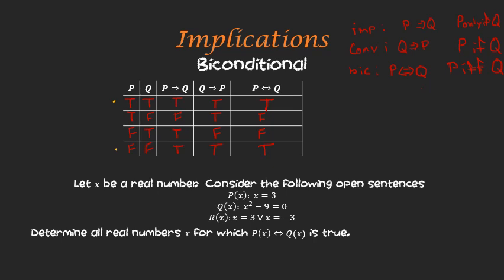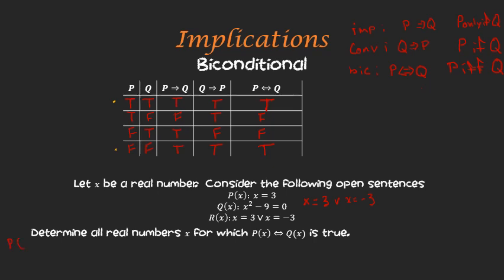So here we have a compound open sentence. So we'll want to look at our component open sentences and see what makes those true. So P of X is true when X is 3. That's the only way to make that true. That one's pretty obvious. X squared minus 9 equals 0. Well, for that we need X to equal 3 or X equals negative 3. That's the only way to make Q of X true.